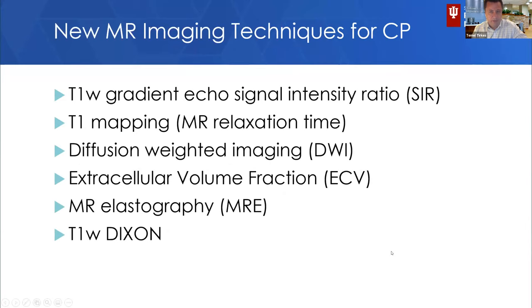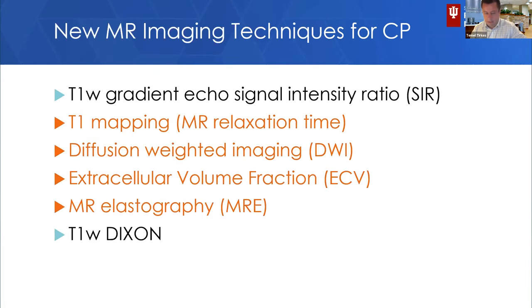What are the new imaging modalities for chronic pancreatitis? There is a lot going on in this field because we want to add the pancreatic parenchyma in the diagnostic criteria for chronic pancreatitis. There's a multi-institutional study going on called MINIMAP. And there is T1-weighted images, T1 mapping, diffusion-weighted imaging, extracellular volume fraction, MR elastography, T1-weighted Dixon images. All these new techniques are basically looking into the pancreatic parenchyma. And these four images are quantitative MRI, meaning that the value that you read from the MRI actually represents the tissue itself. So this is kind of a future of the MRI.